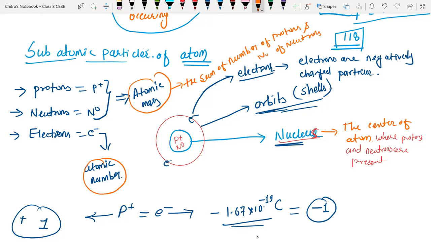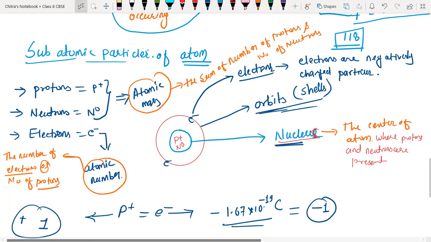And what is atomic number? The number of electrons present in the particular atom, or the number of protons. You can take the number of protons or the number of electrons. It will be the atomic number.